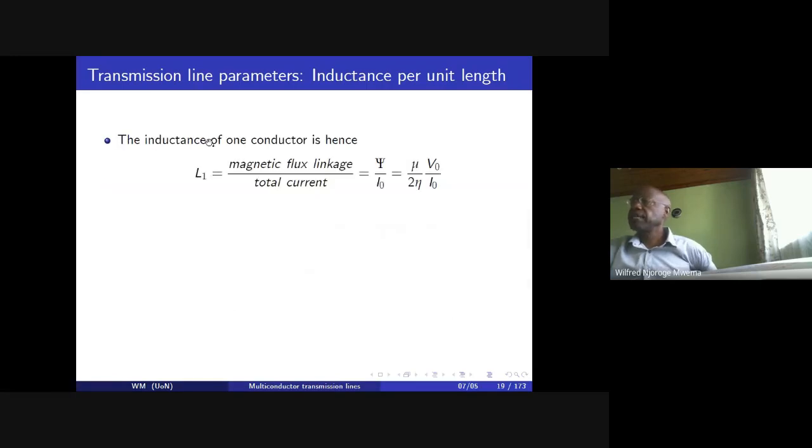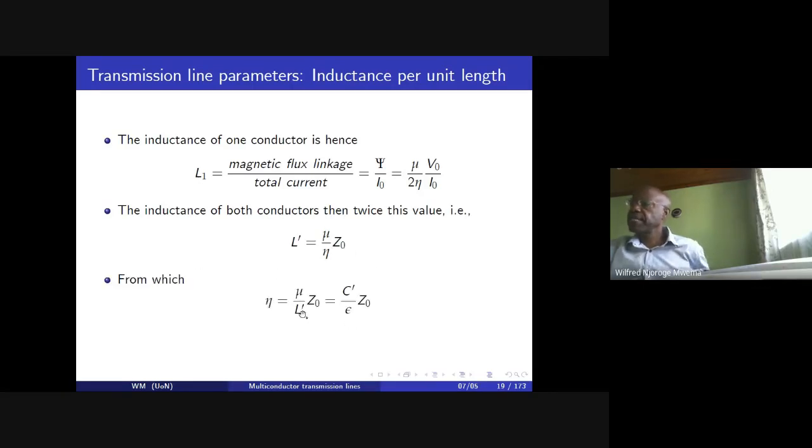And therefore, the inductance of one conductor is going to be given by the magnetic flux linkage for that conductor divided by the total current, which is psi over I0, equal to mu over eta naught, and we get this is going to be Z naught. And the inductance for both conductors will then be twice this value if we are assuming conductors that are the same, and we get an L prime equal to mu over pi times Z naught.